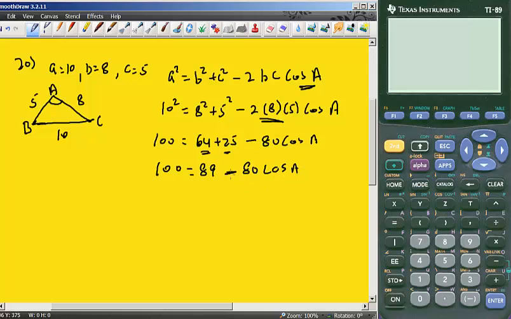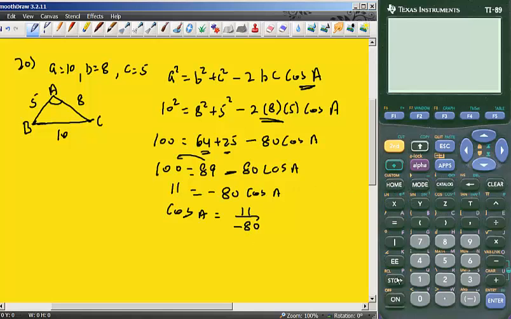We can't subtract these two. We have to take the 89 to the other side. So it'll give me 11 is equal to negative 80 times cosine of angle A. So cosine of angle A is 11 over negative 80.